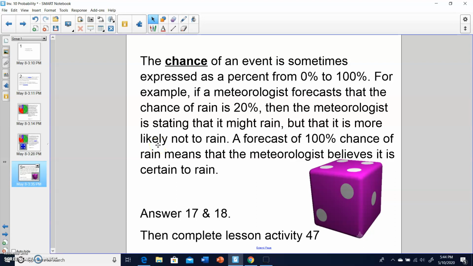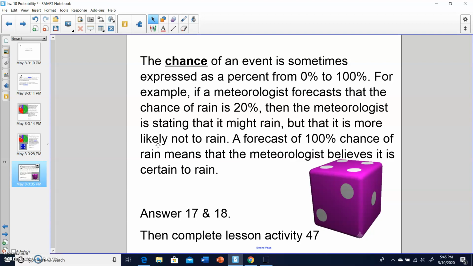The chance of an event is sometimes expressed as a percent from 0 to 100%. For example, if a meteorologist forecasts that a chance of rain is 20%, then the meteorologist is stating that it might rain, but it is more likely not to rain. A forecast of 100% chance of rain means that the meteorologist believes it is certain to rain.